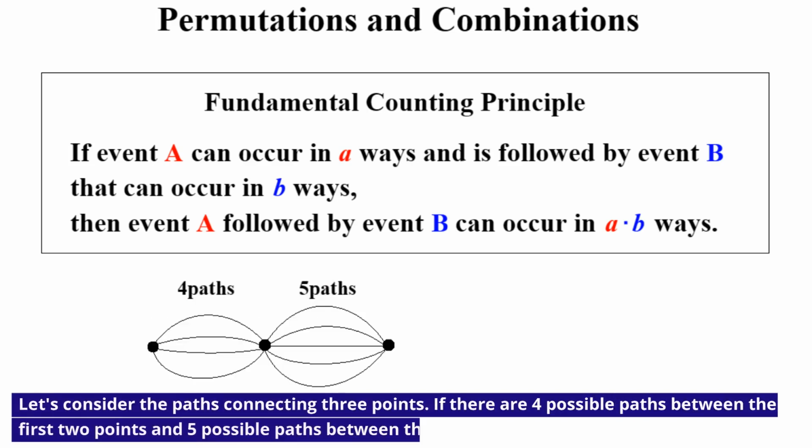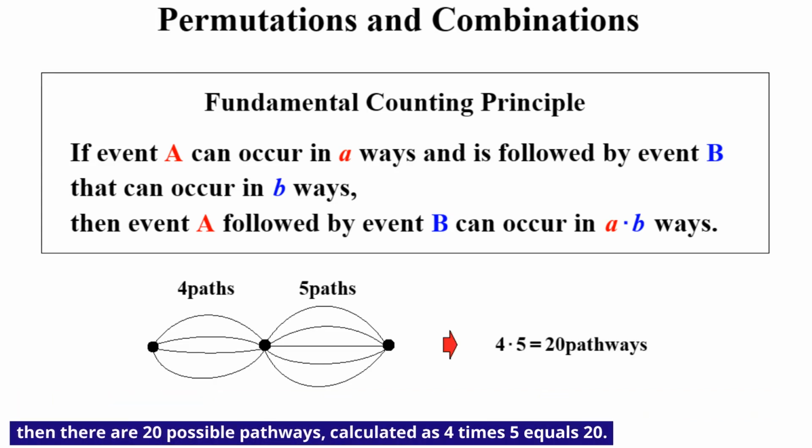Let's consider the paths connecting 3 points. If there are 4 possible paths between the first 2 points and 5 possible paths between the remaining 2 points, then there are 20 possible pathways, calculated as 4 times 5 equals 20.